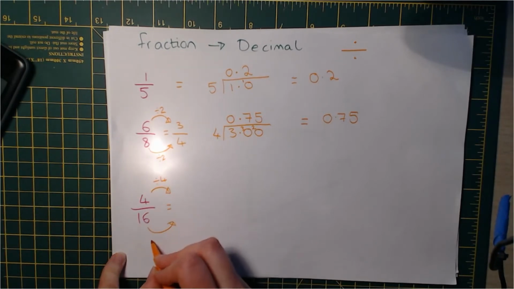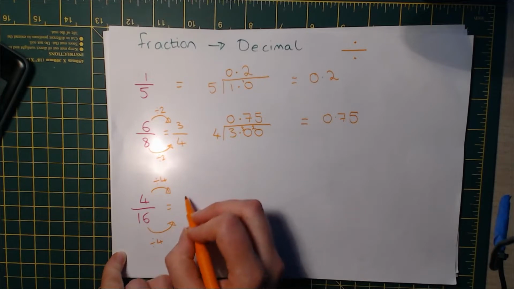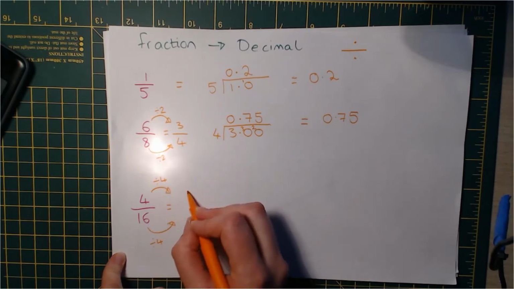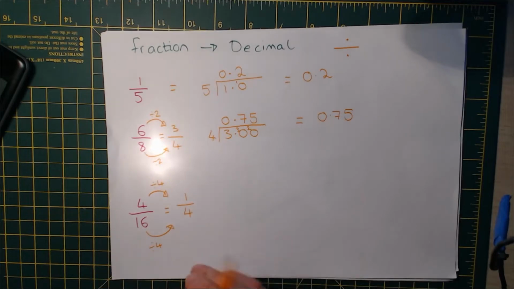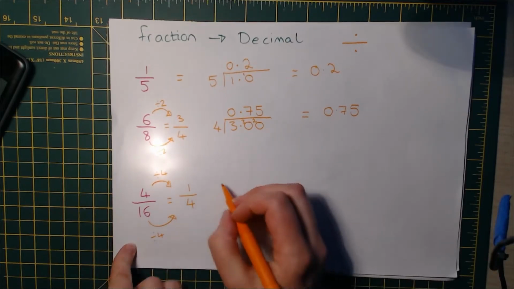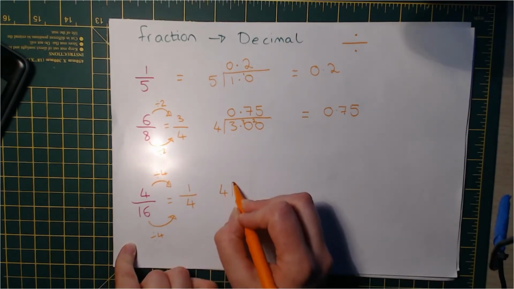Okay, putting little arrows just to show what I'm doing, what my train of thought is. 4 divided by 4 is 1. 16 divided by 4 is 4. So we've got a quarter now. And again, we're going to do that division.